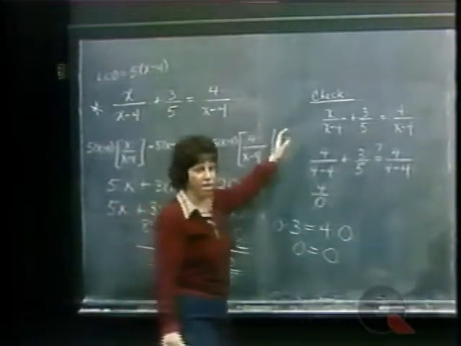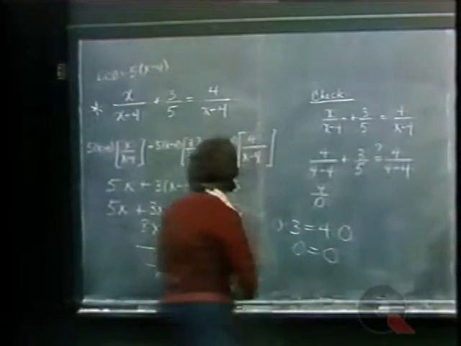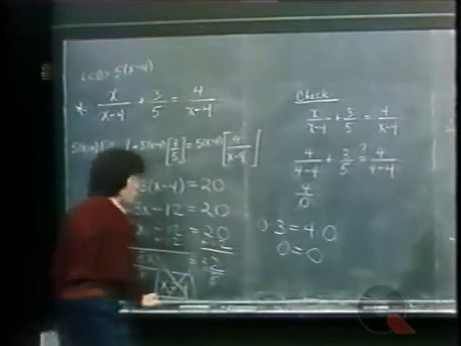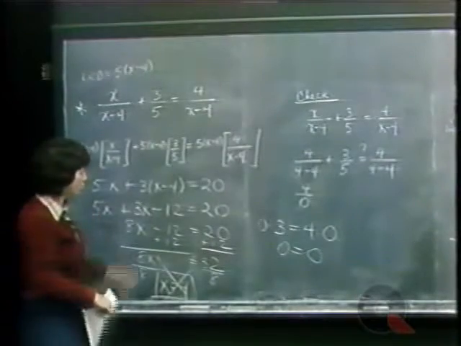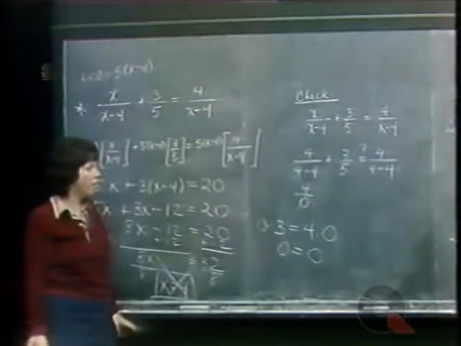If when you try to check, okay, you get something like this, division by 0, then you know that your answer is incorrect. There is no solution to this problem. The only possible solution was x equals 4, and that is incorrect. Therefore, there is no solution whatever.